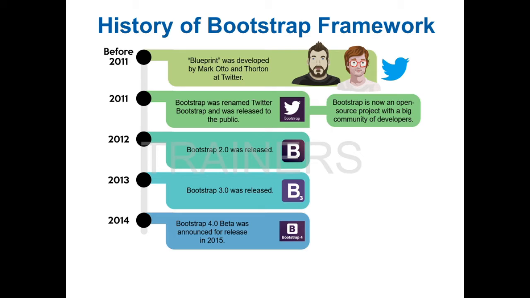In order to understand something, we have to trace back its origin. Now for Bootstrap, it was in 2011 when Mark Otto and Jacob Thornton from Twitter created the blueprint for Bootstrap. In 2011, it was released to the public as Twitter Bootstrap, but since it became an open source project, it was renamed back to Bootstrap. And from then on, new versions of Bootstrap were released. Currently, Bootstrap is on version 4.0.